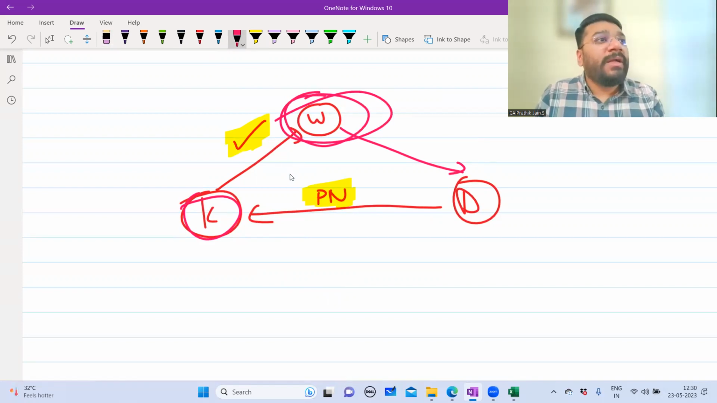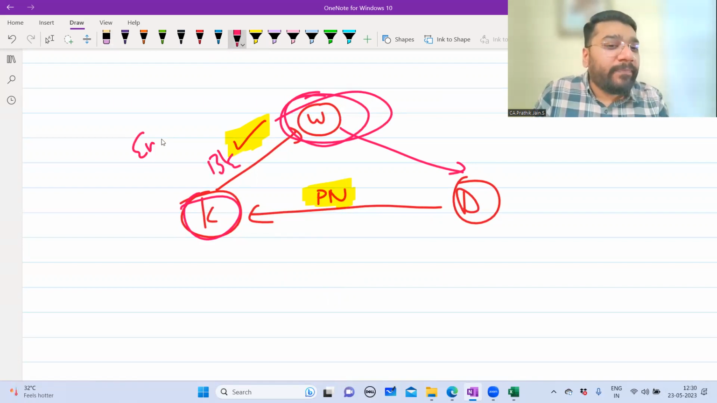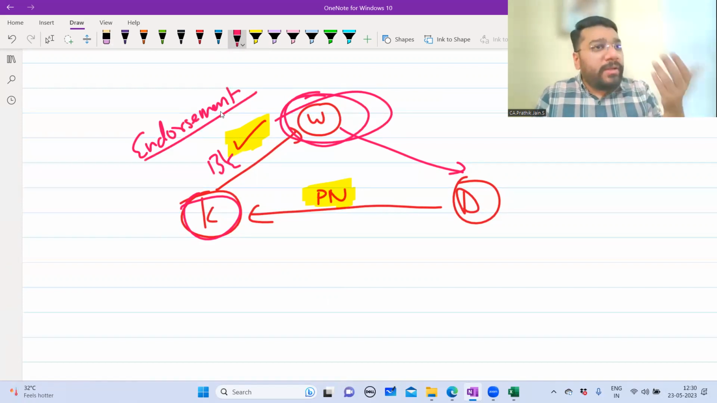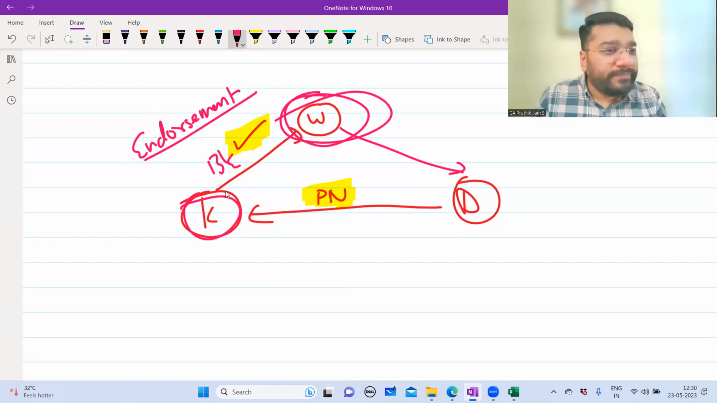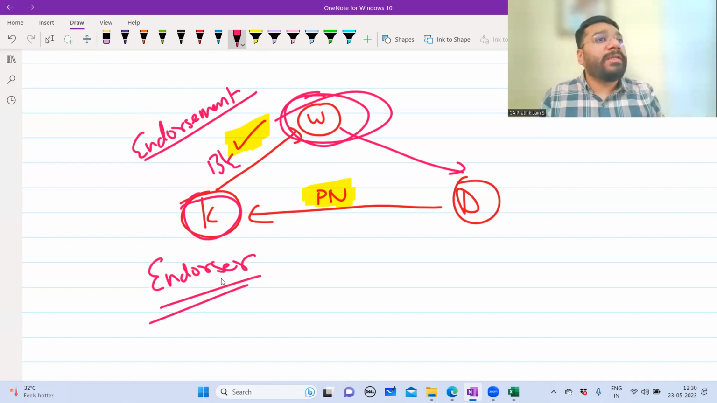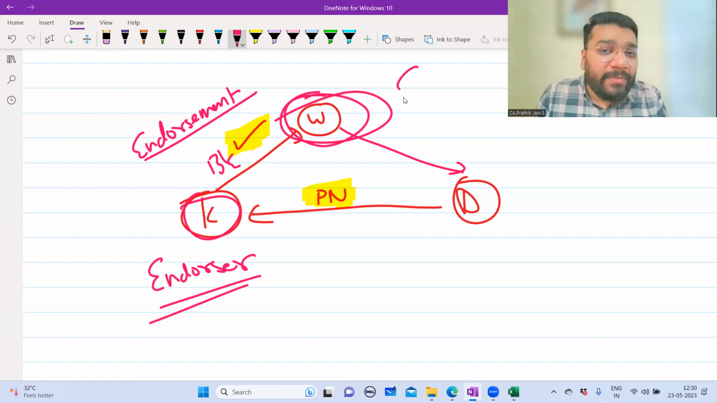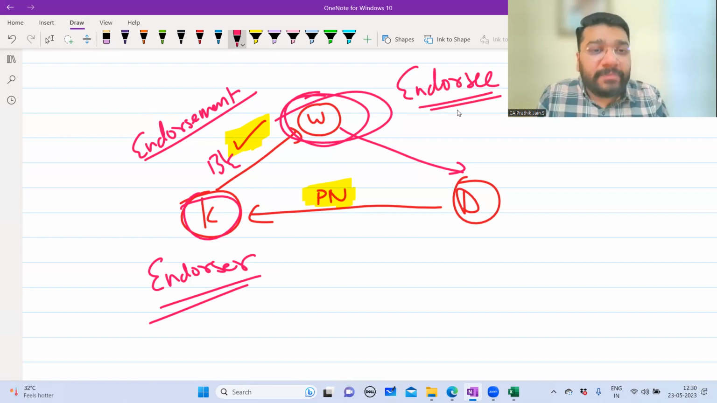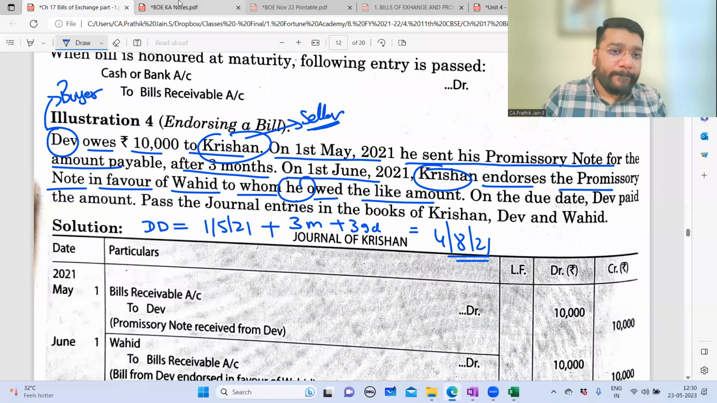So the process of transferring the bill of exchange to another party is called endorsement. Endorsement is basically transferring the check or a bill of exchange or a promissory note to a third party. So here, who becomes the endorser? Krishan becomes the endorser. The person who transfers the negotiable instrument becomes the endorser. And the person in whose favor the bill is being transferred becomes the endorsee. Clear, not clear? Online people, hello? Clear, sir. Yes, sir.